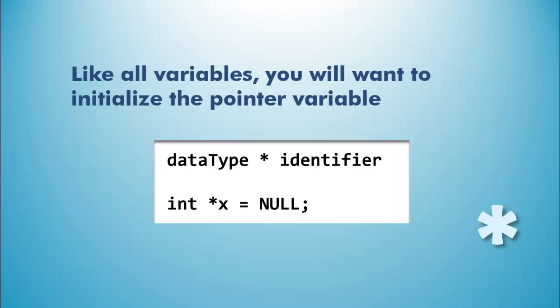When you declare a pointer variable, you don't want to leave it uninitialized. If you do, whatever garbage value it picks up, it will attempt to read that as a memory location. It may be valid, it may be invalid. So we always want to be sure to initialize any pointer variable that we declare. In this case we've taken integer pointer x, and we are going to give it an initial value of NULL. If you've not seen NULL before, we're going to begin using it quite a lot with pointers.